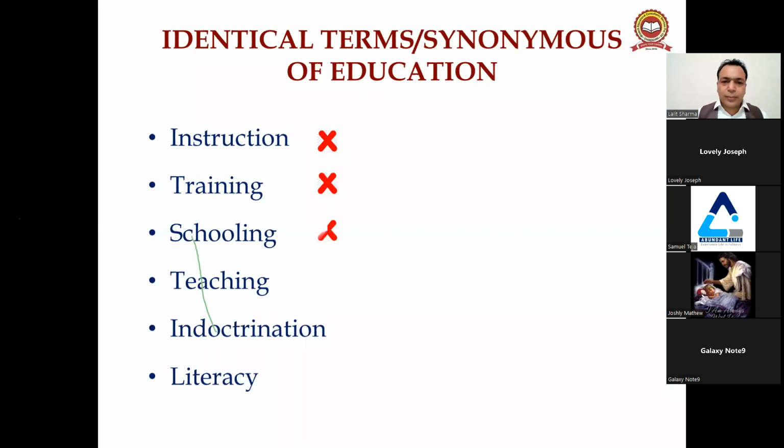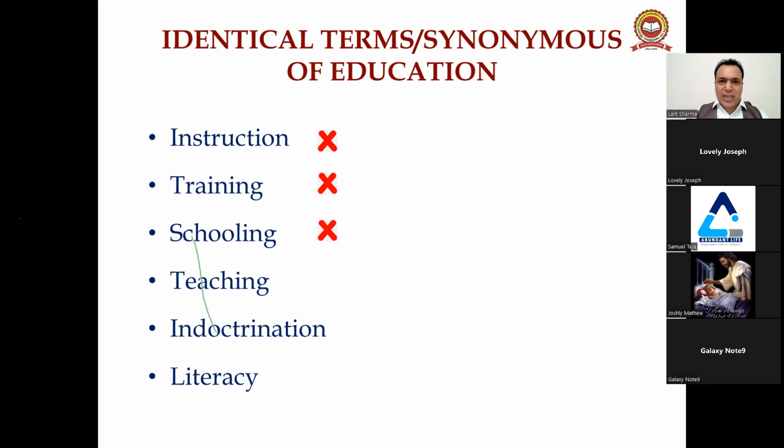Next, schooling. How is schooling not education? Because guys, what happens after class 10th or plus 2, the student leaves the school, but it does not mean that his education has stopped, right? So persons learn every moment in life from beginning to end, right? Schooling, no doubt, can be a more comprehensive term than instruction and training, but again, it is not full-fledged education, right?